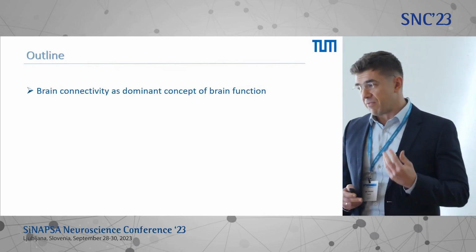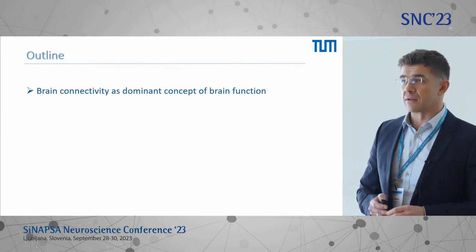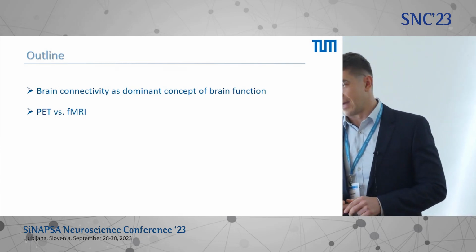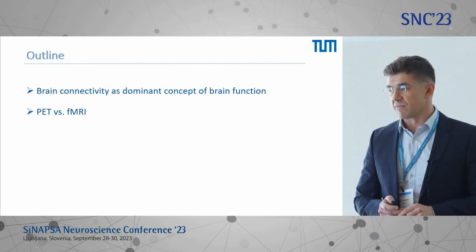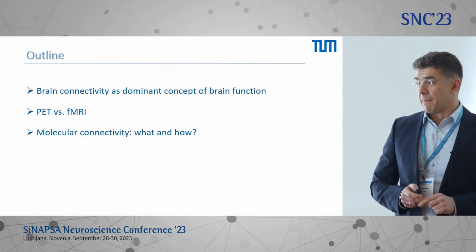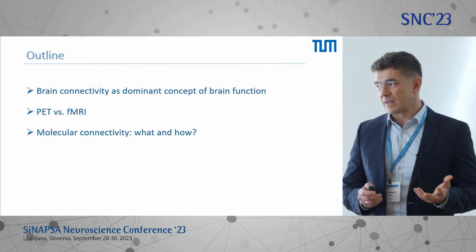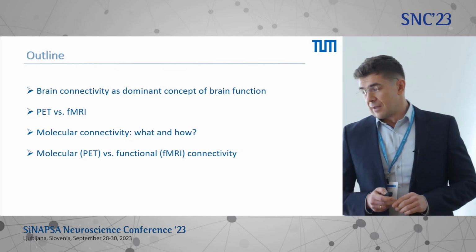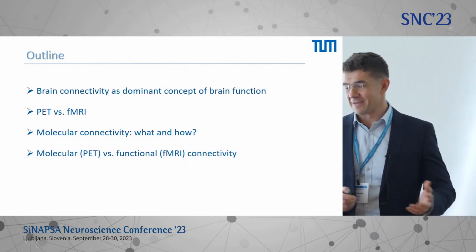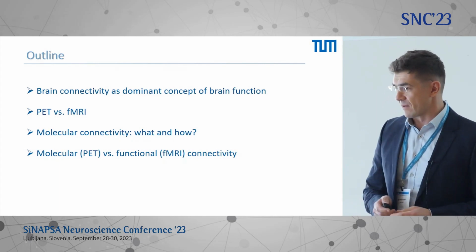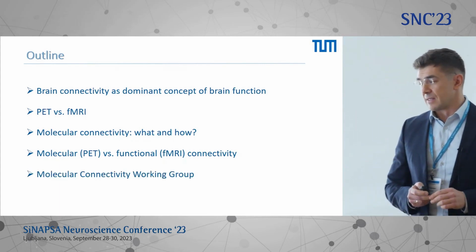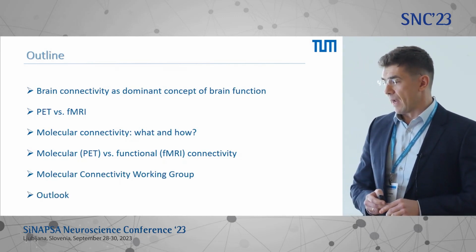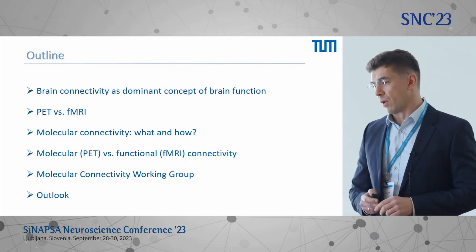Outline: I will briefly mention brain connectivity as a dominant concept of brain function. I will compare PET and fMRI. I think this comparison is very instructive. Then I will briefly say what molecular connectivity is and how it can be estimated. I will then come back to the comparison and compare molecular versus functional connectivity. Then I will briefly introduce the molecular connectivity working group and give an outlook for the future.